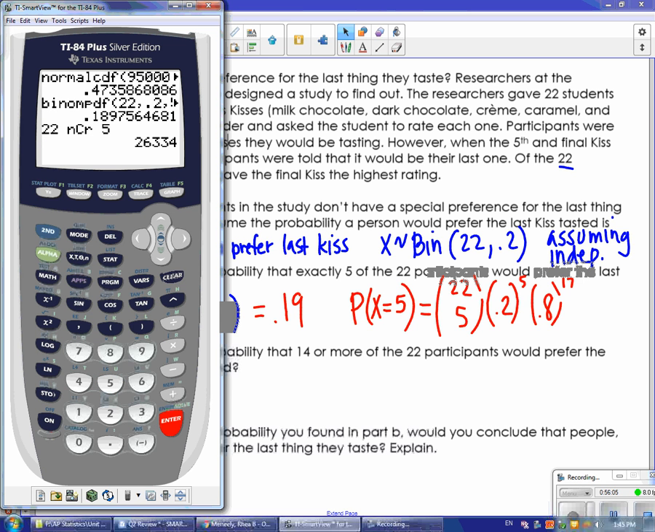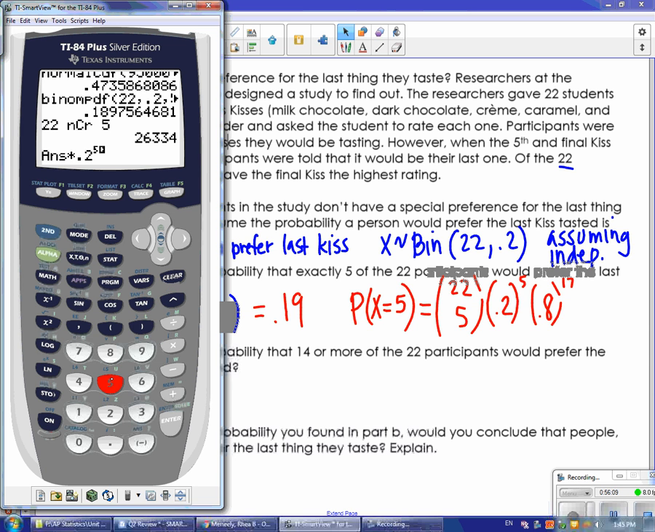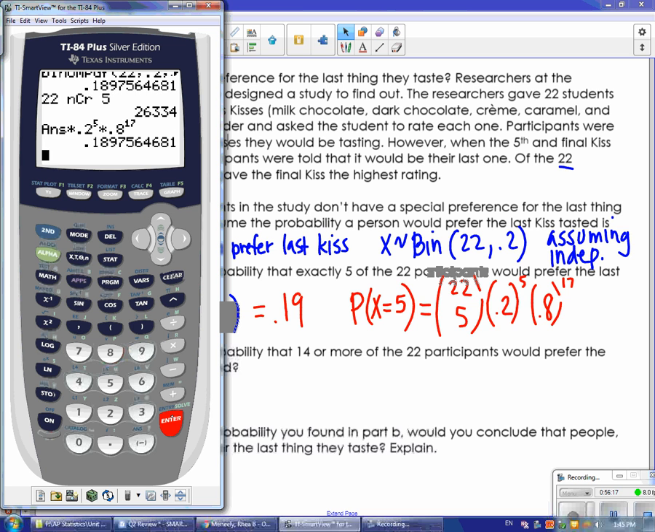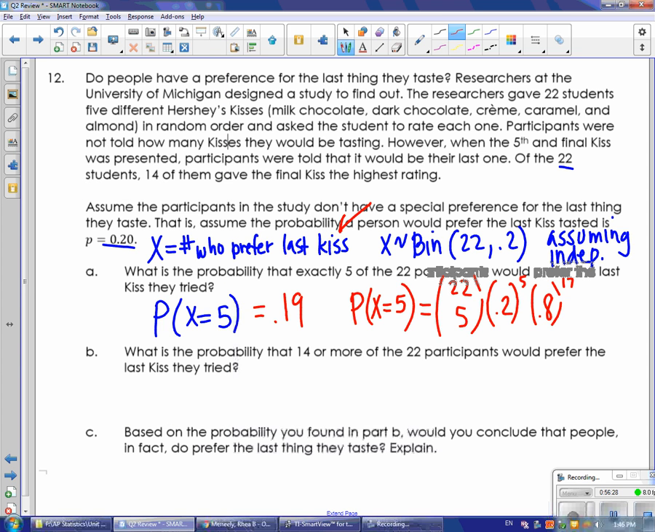And so if I take that number times 0.2 to the 5th, and then multiply that times 0.8 to the 17th, I will still get the same answer that I got using the calculator's PDF command, which is a lot faster. Make sure, though, if you're going to be using the PDF and CDF commands, that you define your variable and tell us how it's distributed.